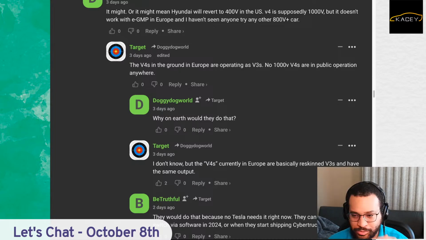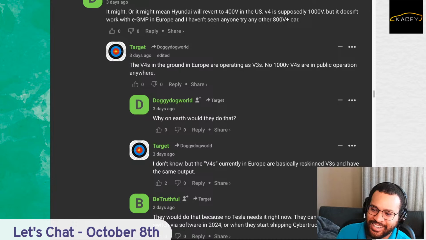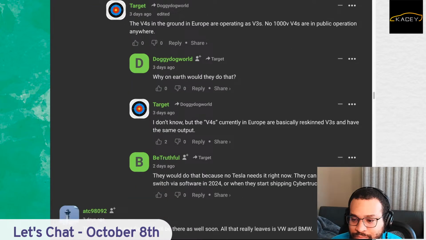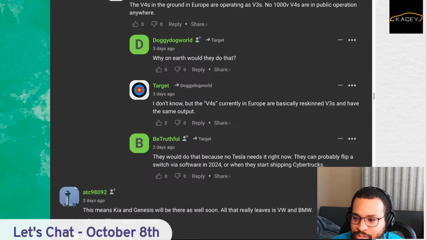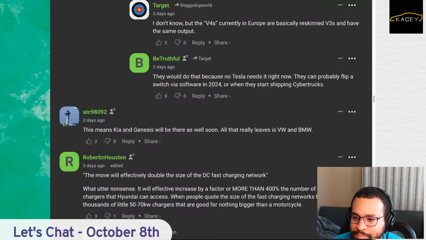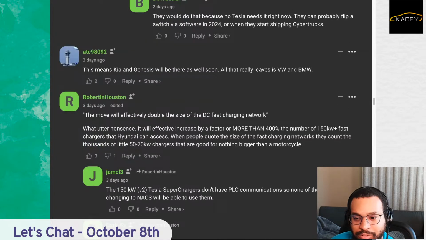Would you like to replace 50 V3 pedestals and the cabinets, or would you like to come back and just change the cabinets out? Or even better, if the cabinets are the same, just change out some boards. I don't know, but the V4s in Europe are basically reskinned V3s and have the same output. Yep. That would be because no Tesla needs it right now. That's another reason. They could possibly flip a switch via software in 2024 when they start shipping Cybertrucks. Yes, it's going to Europe anytime soon.